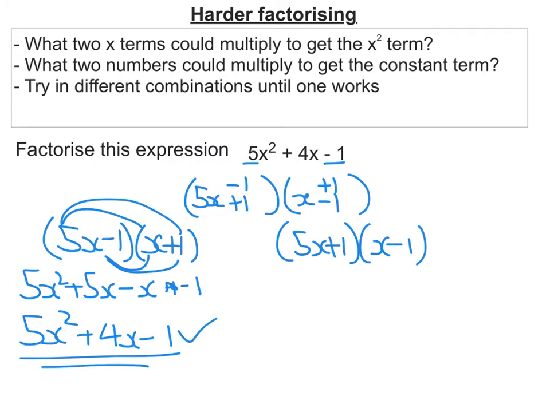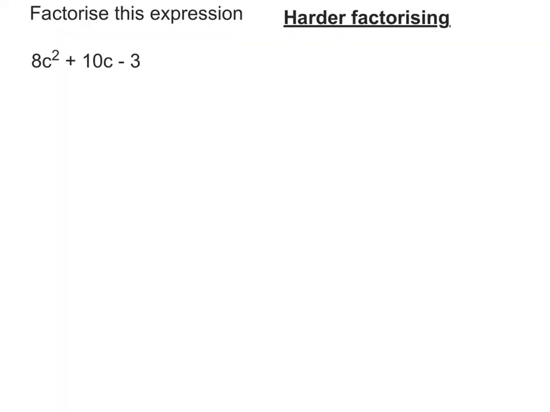And if we actually expanded the second brackets, obviously the first and last term, the x squared and the constant term, would be correct, but we'd have -4x, so that wouldn't be correct. Let's look at this example here.